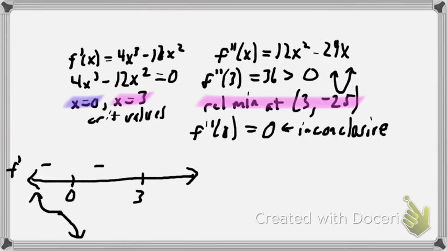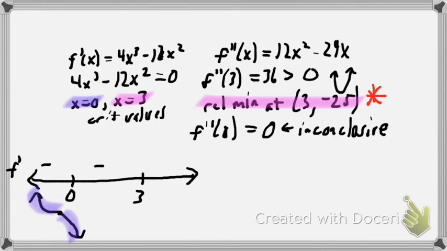Do you see how you can't define the concavity, because that's concave up on one side and then concave down on the other side? That's the reason the second derivative test failed. And it turns out that point is neither a relative minimum nor a relative maximum. So we already have our answer here. We have a relative minimum at the point (3, -25).